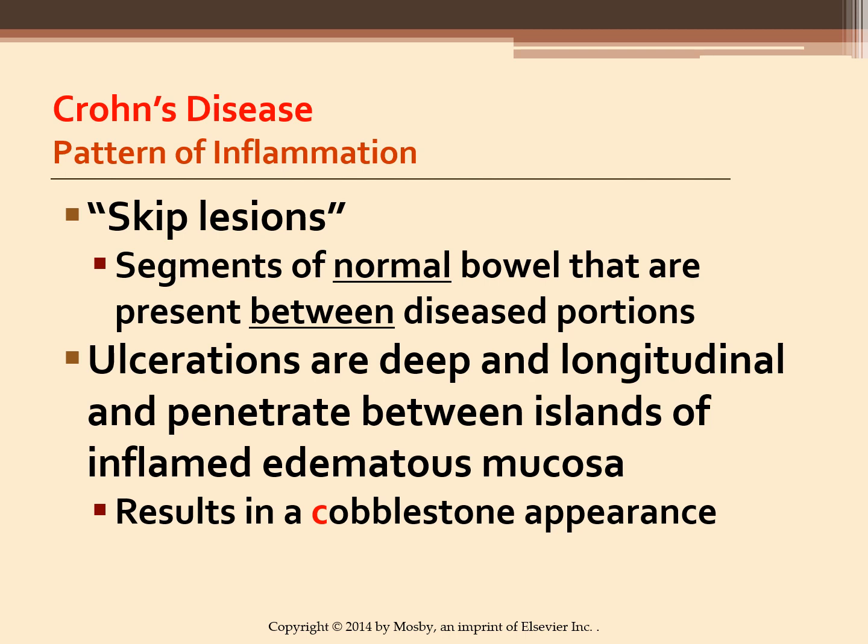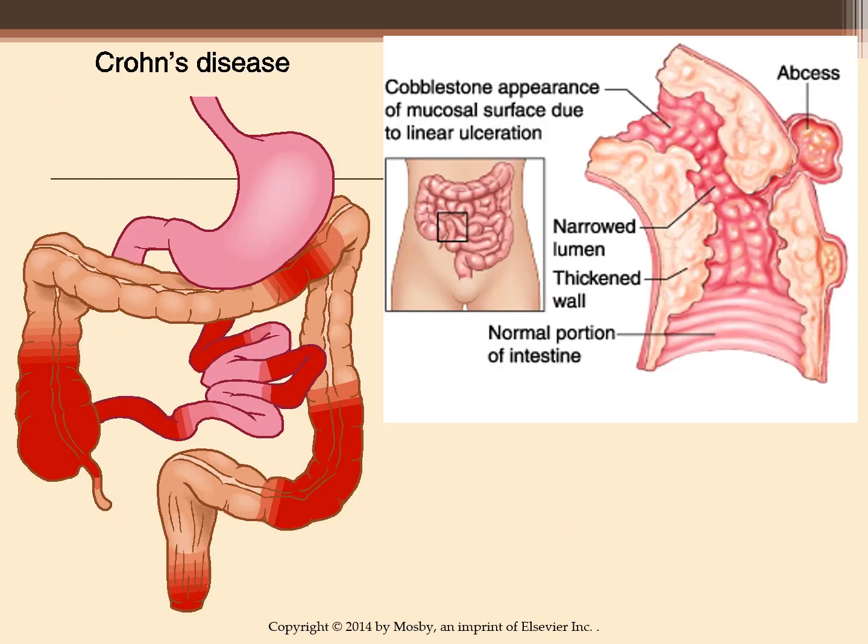Ulcerations are deep and longitudinal and penetrate between islands of inflamed, edematous mucosa. So it has this cobblestone appearance, where it's better, then you have these deep areas of ulceration, and then better, and it does look like cobblestones. Here's a good picture of that cobblestone appearance. They are at more risk for things like abscesses and strictures. A stricture is an area of inflammation that may cause bowel obstruction, so it's that narrowing, the tunneling down. Nothing like having a Crohn's flare-up along with a bowel obstruction.